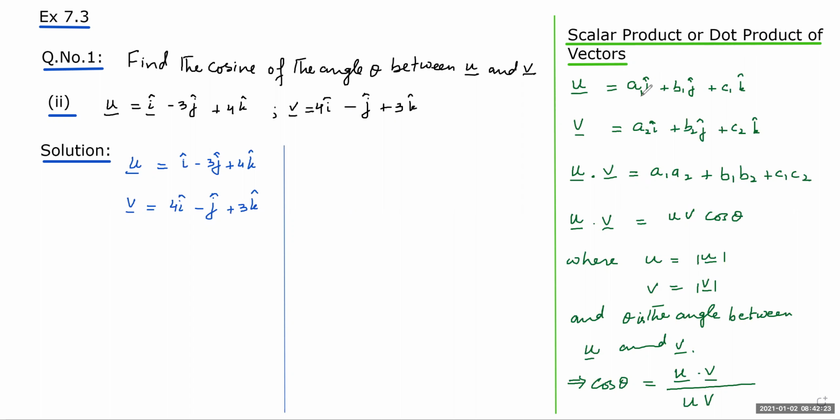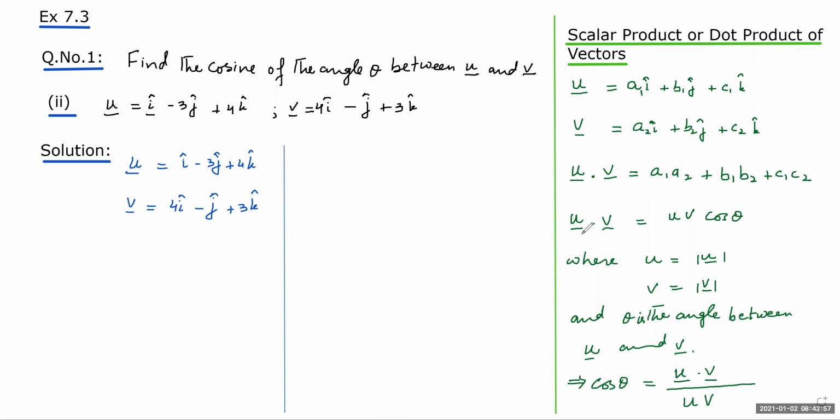If vector u is equal to a1i plus b1j plus c1k, and vector v is equal to a2i plus b2j plus c2k, then u dot v is defined as the product of the x component plus the product of the y component plus the product of the z component. That is the product of the coefficients of unit vector i, then the product of the coefficients of unit vector j, and then the product of the coefficients of unit vector k. And you see the dot product becomes a1a2 plus b1b2 plus c1c2.